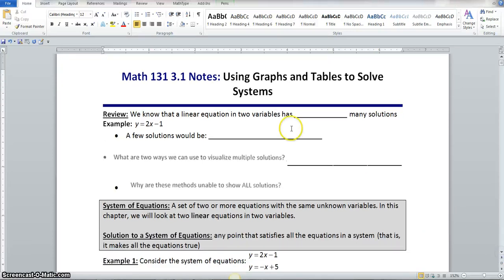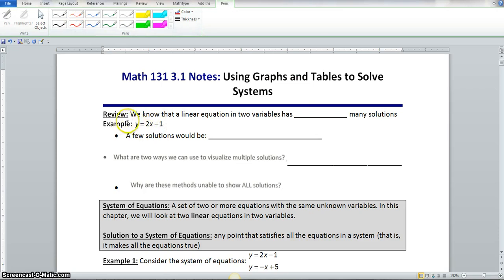Okay, class, we're about to start section 3.1, using graphs and tables to solve systems. It says here, review. We know that a linear equation in two variables has infinitely many solutions. Example, y is equal to 2x minus 1. A few solutions would be (0, -1), (1, 1), (2, 3), and also (3, 5). Now we know there are more solutions than this, but this is just a few solutions to this linear equation.